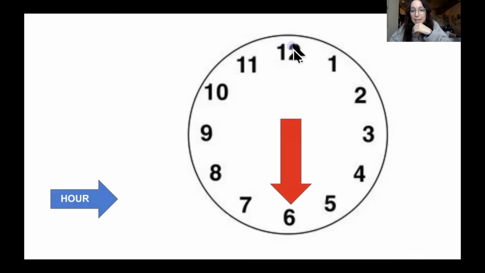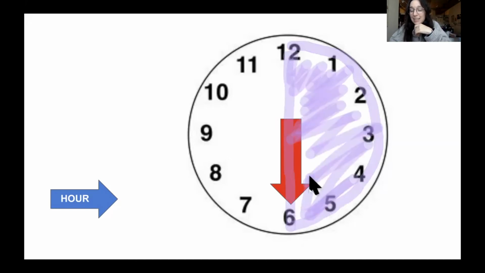My minute hand moves like this around my clock. This is the direction that it moves in. So when it gets to the 6, I'm gonna go up a little bit. I can see that I've moved halfway around my clock. There are 60 minutes in an hour, which means that if I'm halfway around my clock, my minute hand has moved 30 minutes because 30 is half of 60.